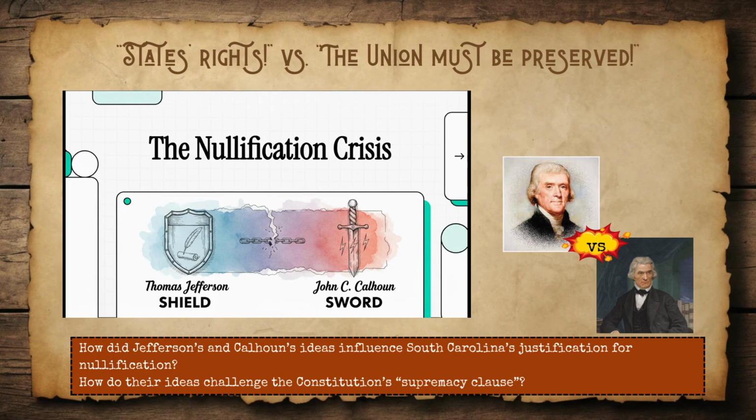So, what happens when a state just decides to say no to a federal law? It's a question, an idea, that nearly tore America apart decades before the Civil War ever started. And at the center of it all were two of the nation's biggest names, Thomas Jefferson and John C. Calhoun. In this explainer, we're going to break down the whole thing, the nullification crisis.